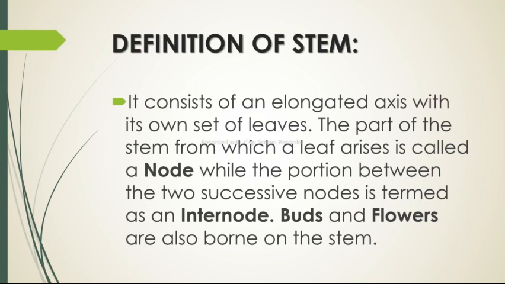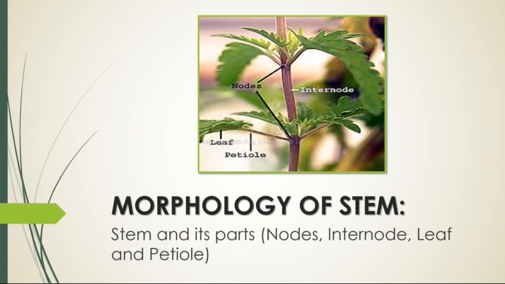The part of the stem from which a leaf arises is called a node, while the portion between two successive nodes is termed as an internode. Buds and flowers are also borne on the stem. Morphology of stem. So this is stem and its parts. And the parts of the stem are nodes, internode, leaf and petiole as shown in the figure.